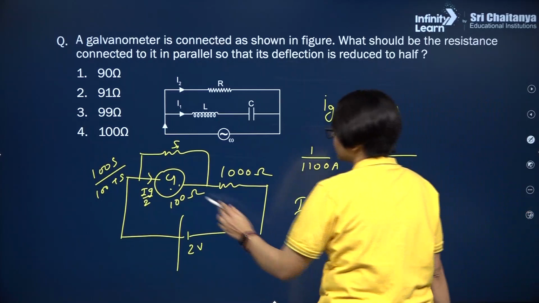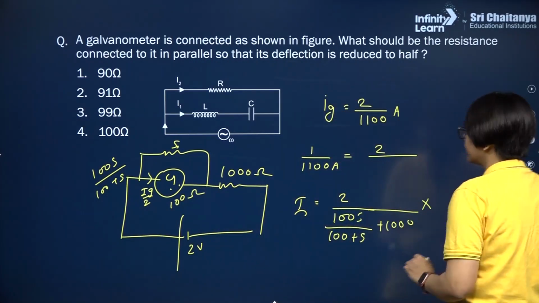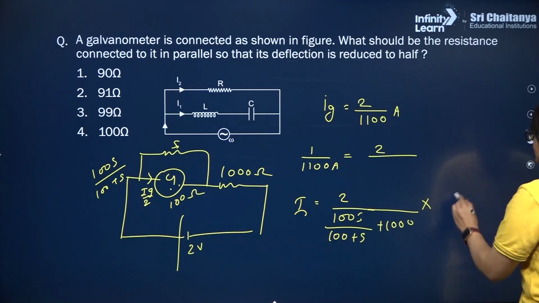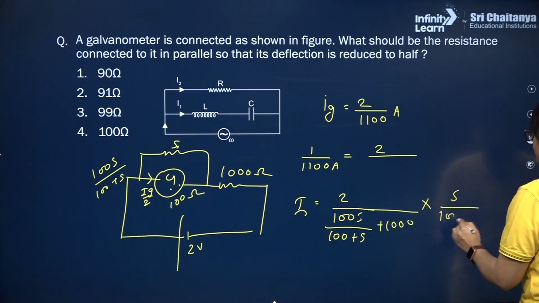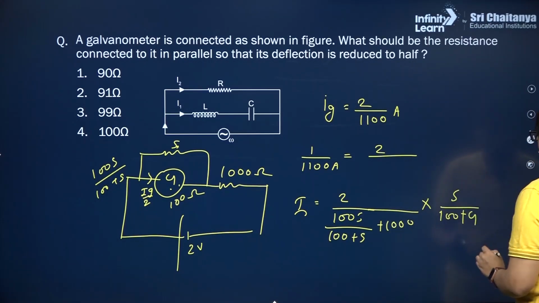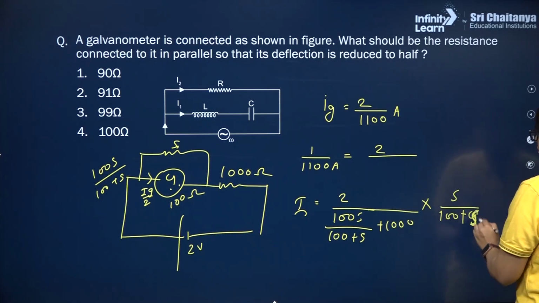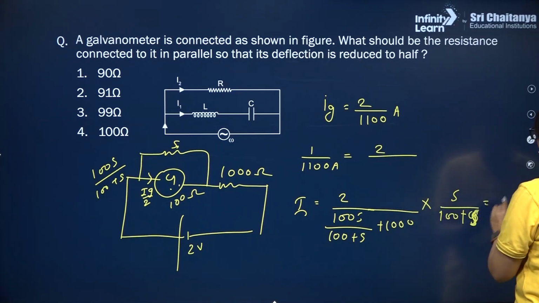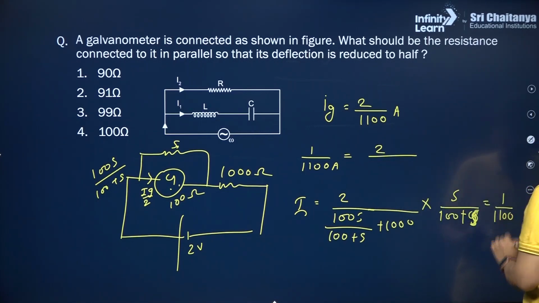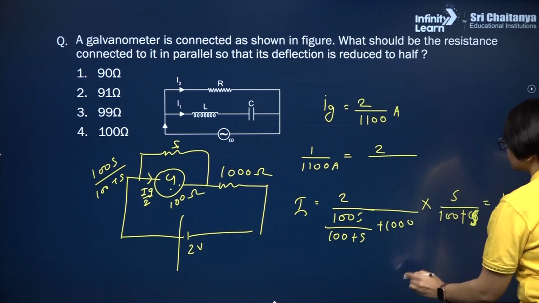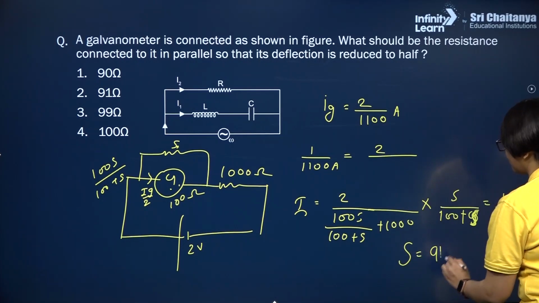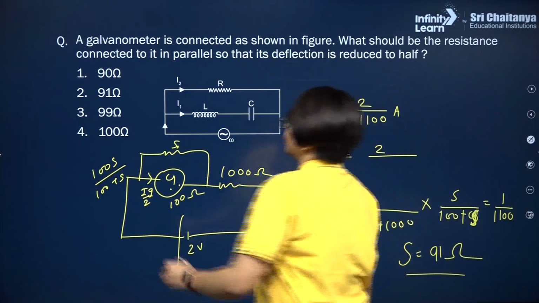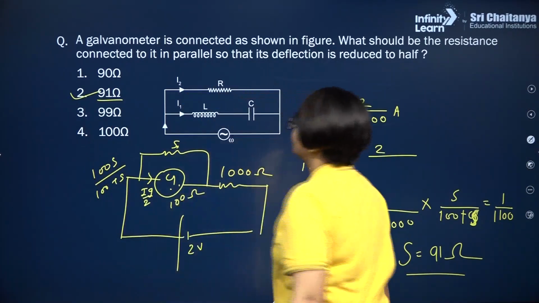Now, the current flowing through the galvanometer will be what? Total current into S upon G plus S, right. So S upon G plus S is 100 plus G, right, 100 plus S. So this current flowing through the galvanometer should be this value, which is 1 upon 1100, fine. After solving it, you will get the value of shunt as approximately 91 ohms, right. So the correct answer is option 2.